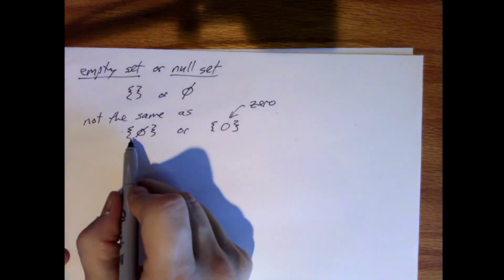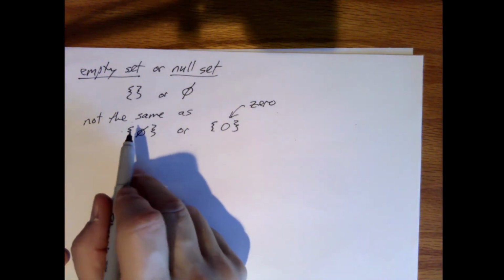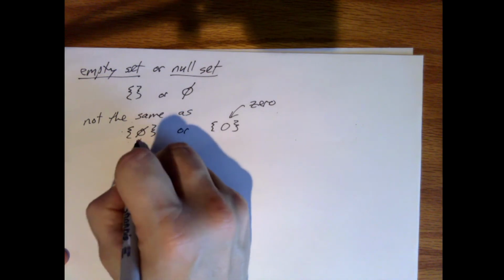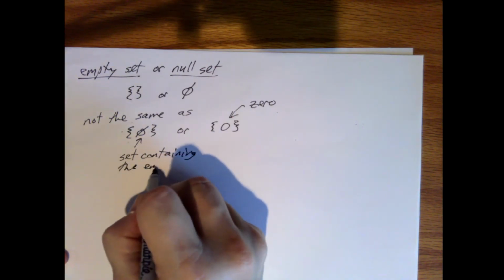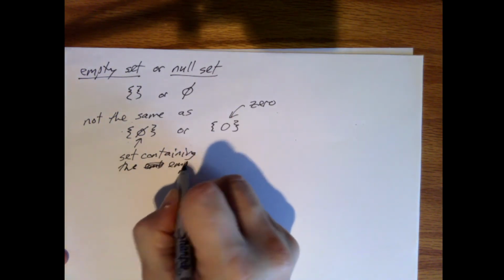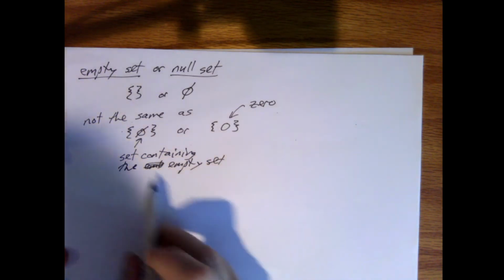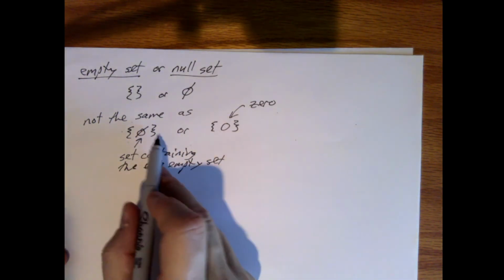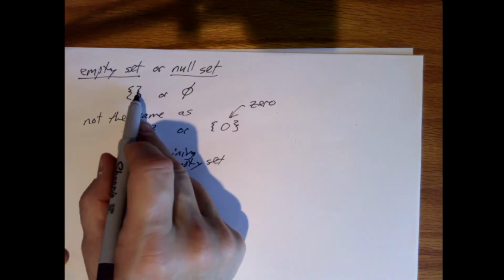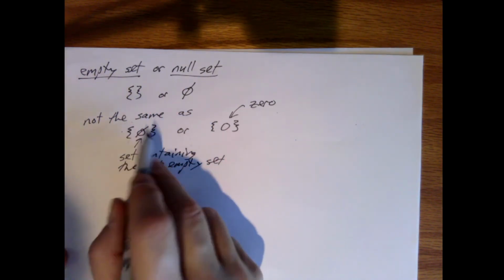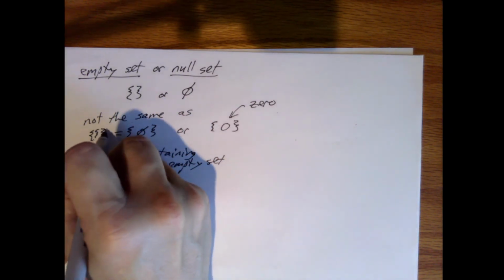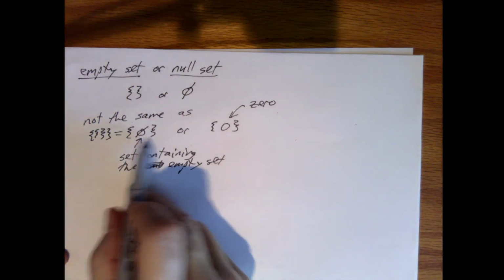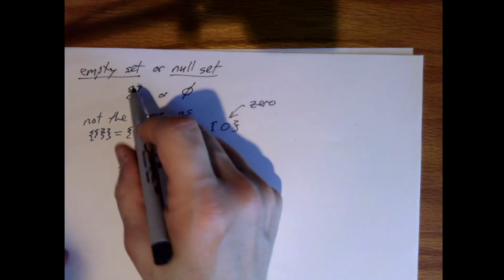Okay, let's talk about this one. This right here is a set containing the empty set. This is technically possible, but it's not the same as this. This is the empty set. This is a set containing the empty set. So I actually could have written this as two sets of curly brackets like this. Okay? So this is possible. This is also possible, but it's not the same thing.